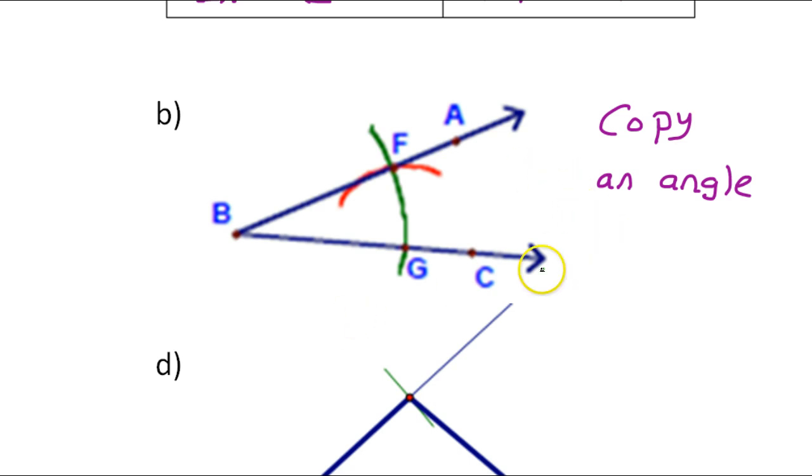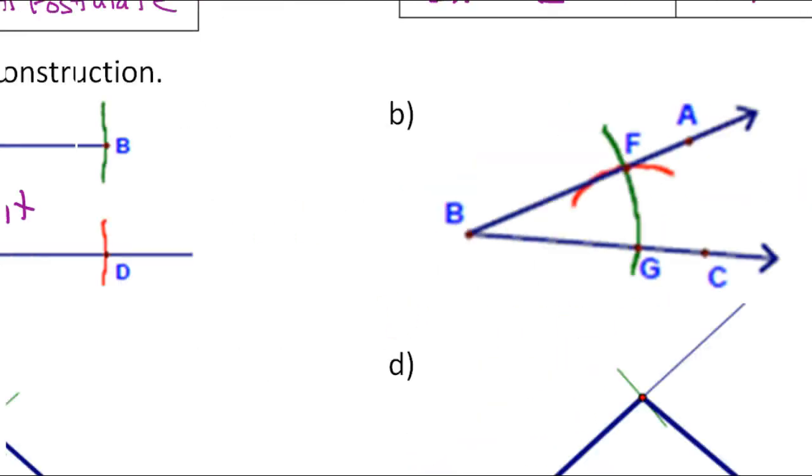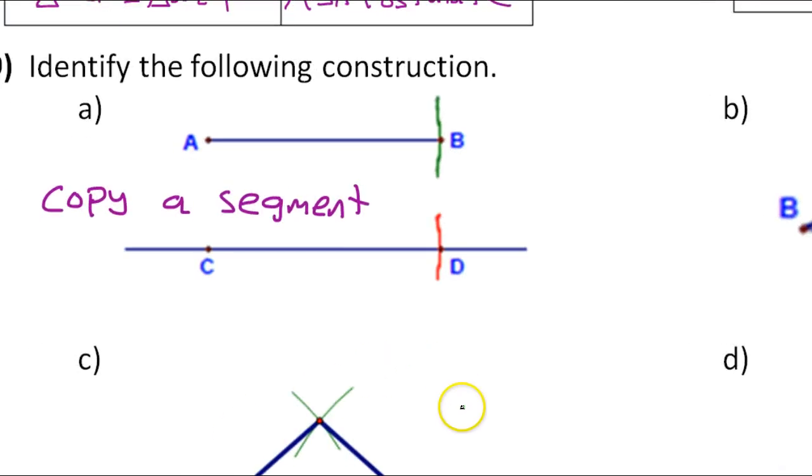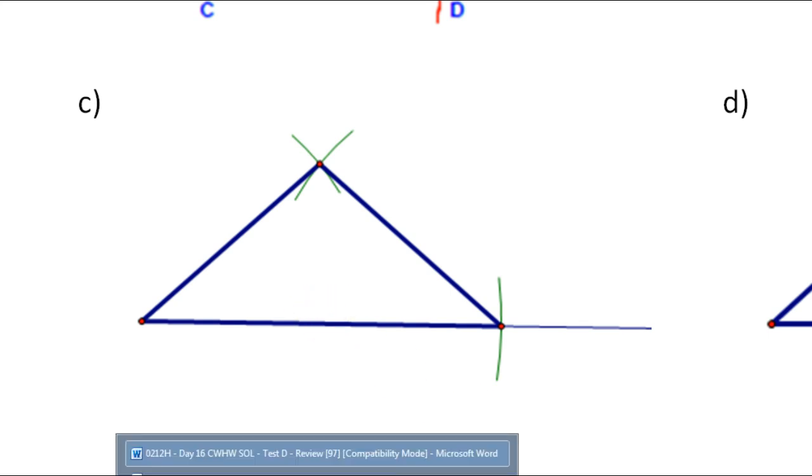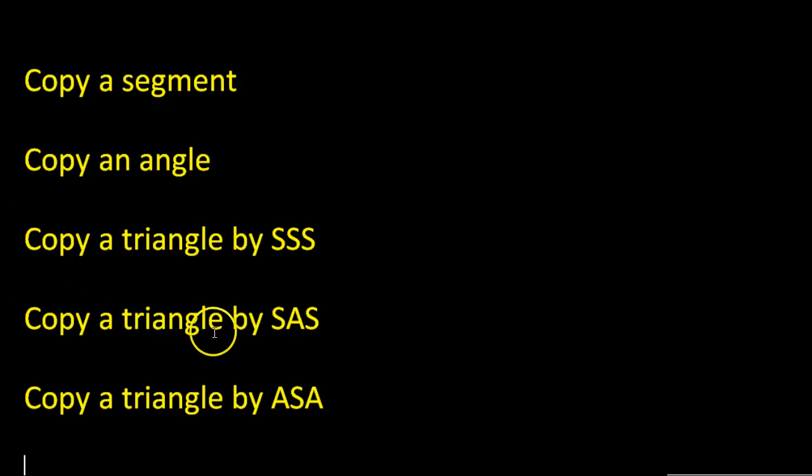Keep that in mind as we look at some of these other pictures. So here you see whole triangles. So probably we're talking about copying a triangle. But is it side, side, side, side, angle, side, angle, side, angle? What's going on?